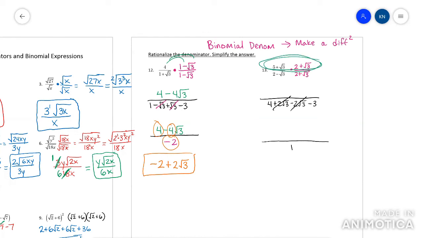Now the top's the tricky part. This right here, you're going to have to run FOIL. So 5 times the 2 makes 10. The outside is 5 root 3. The inside is 2 root 3. And the L is plus 3. The L, root 3 times root 3 is just 3. All right, now combine your like terms. And you get your answer. And since it's over 1, you don't even need the over 1.